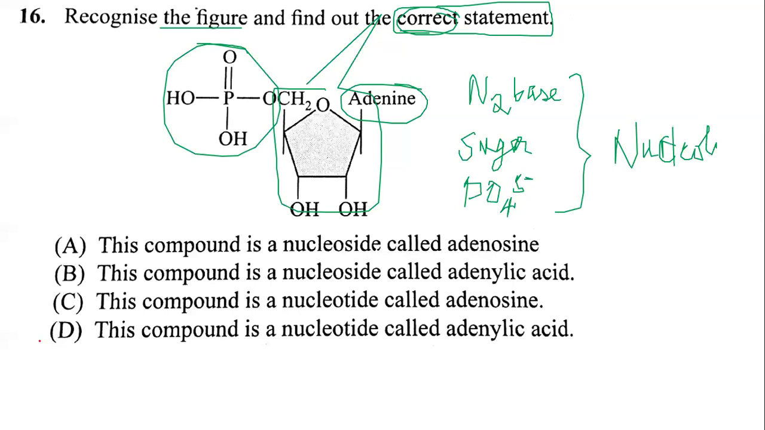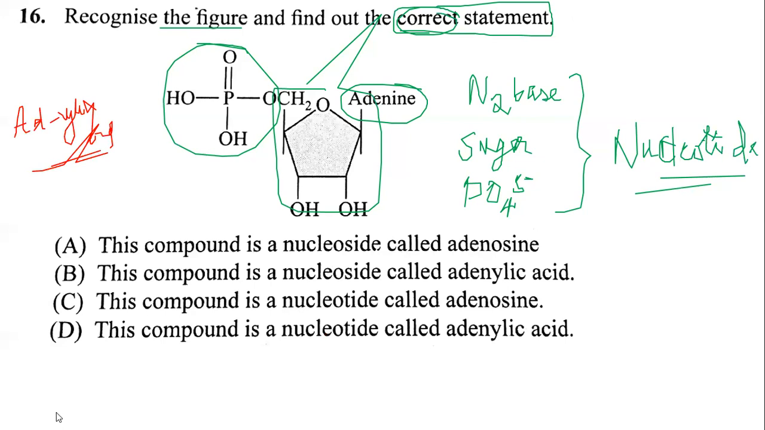What is the name that you will give to the nucleotide of adenine? Adenylate acid. This compound is a nucleotide called adenylate acid, which is the correct statement.